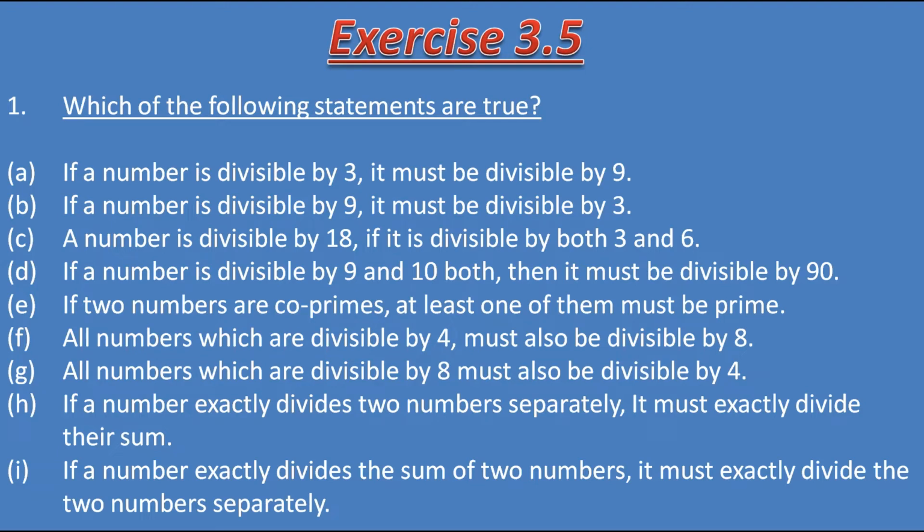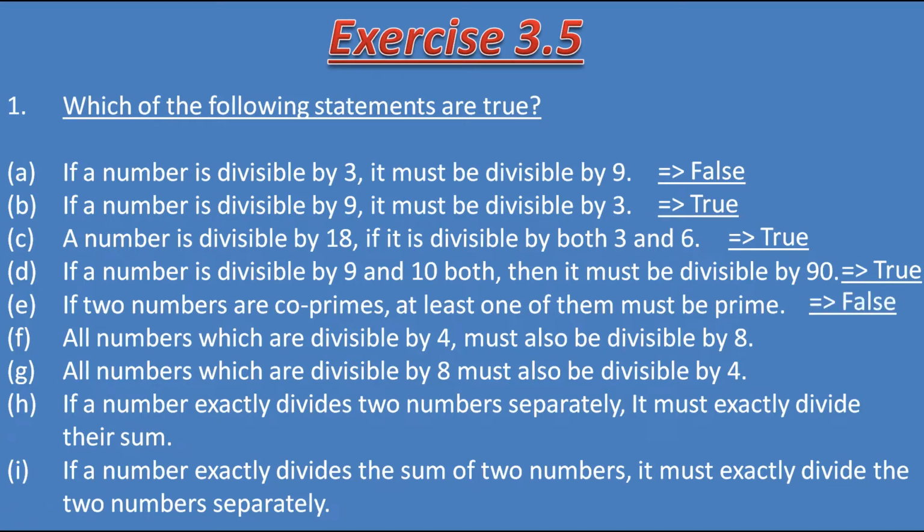So let's write the true or false one by one. If a number is divisible by 3, it must be divisible by 9, is false. If a number is divisible by 9, it must be divisible by 3, is true. A number is divisible by 18 if it is divisible by both 3 and 6, is true. If a number is divisible by 9 and 10 both, then it must be divisible by 90, is true. If two numbers are co-primes, at least one of them must be prime, is true.